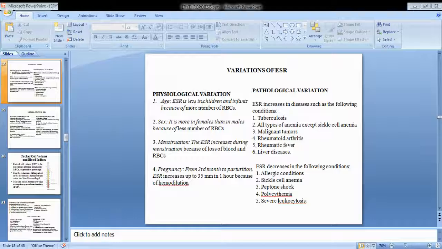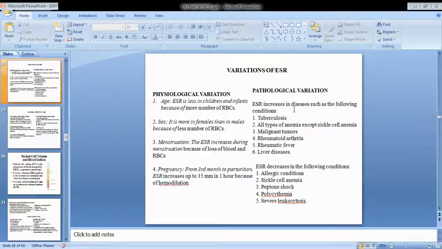In children and infants, ESR is less because of the greater number of RBC, so they will settle down very fast. In females it is more, and less in males. During menstruation, ESR increases because of the loss of blood and RBC. In pregnancy, from the third month to parturition, ESR increases up to 35 millimeter in 1 hour because of hemodilution. RBC will not be as present; the volume of water will be more.